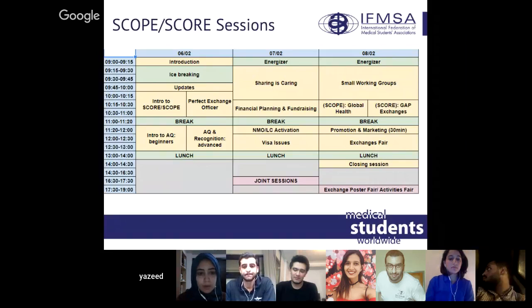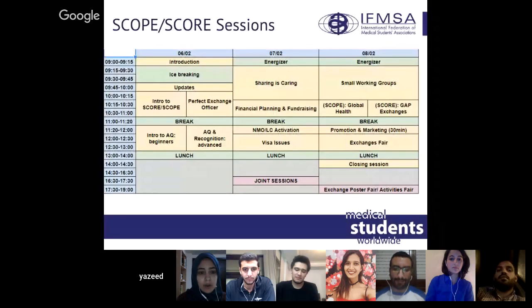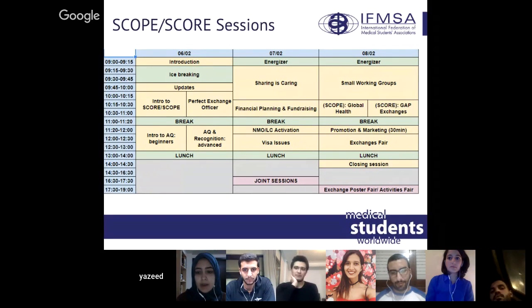On day 2, we'll start with an energizer, and then we will have a sharing is caring session where participants will be able to share their NMO exchange experiences and successes. Then we'll have a session on financial planning and fundraising in exchanges. After the break, we'll show you how to activate SCOPE and SCORE exchanges in your NMOs and LCs. We'll also tackle the topic of visa issues and give you solutions on how to deal with them and prevent them from happening to your exchange students.